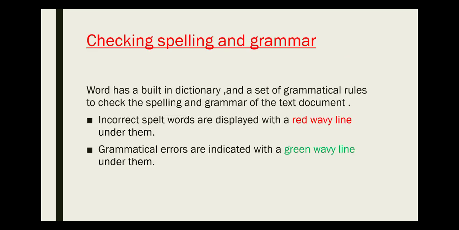Next we have to study about checking spelling and grammar. With the help of Microsoft Word you can check your spelling and grammar also, because Microsoft Word has a built-in dictionary with the help of which you can correct your spelling as well as grammatical errors. Suppose you wrote any document, then the incorrect spelt words are displayed with a red wavy line. If there is any spelling mistake, a red wavy line will appear below that word, and if there is any grammatical error, a green wavy line will appear under it.